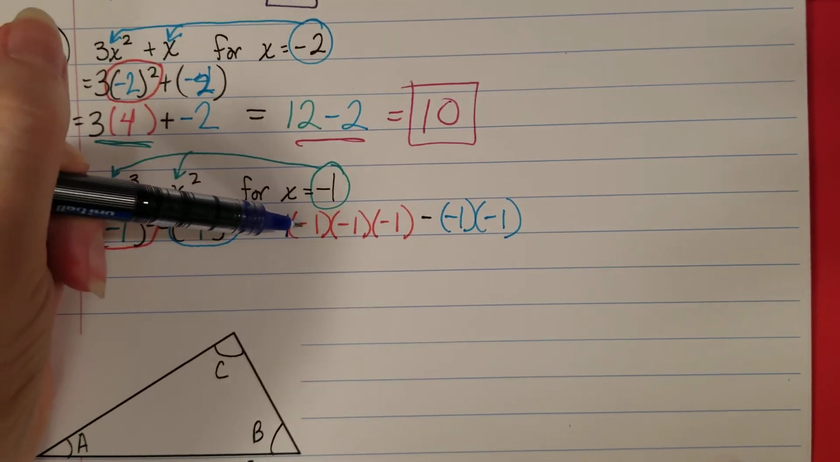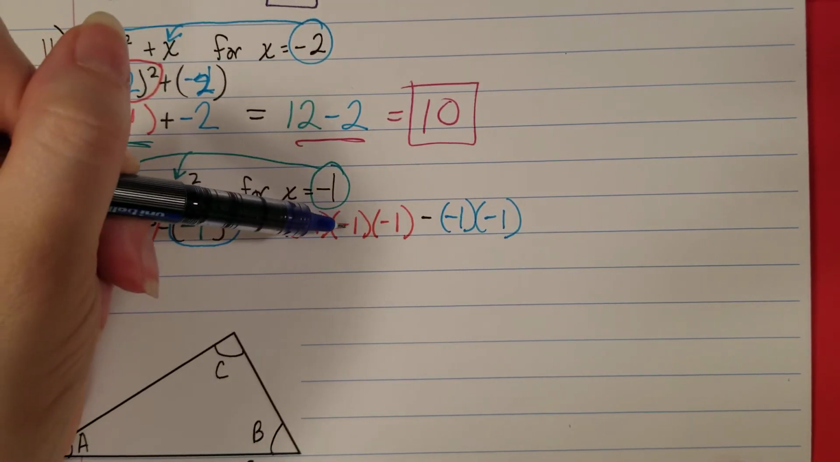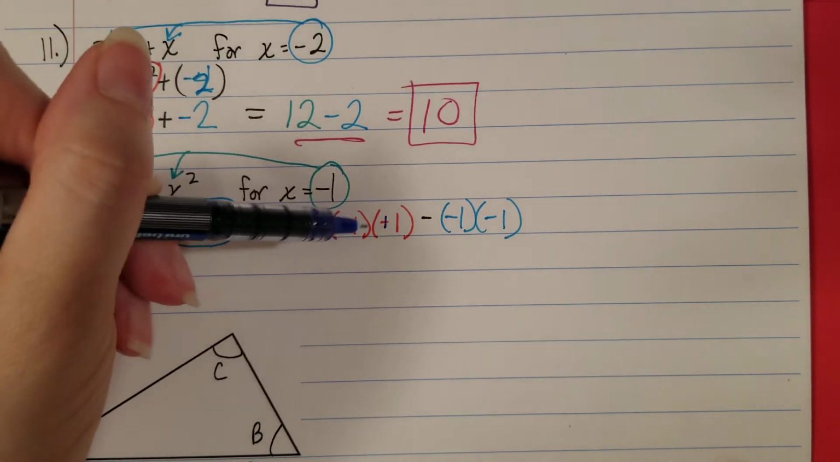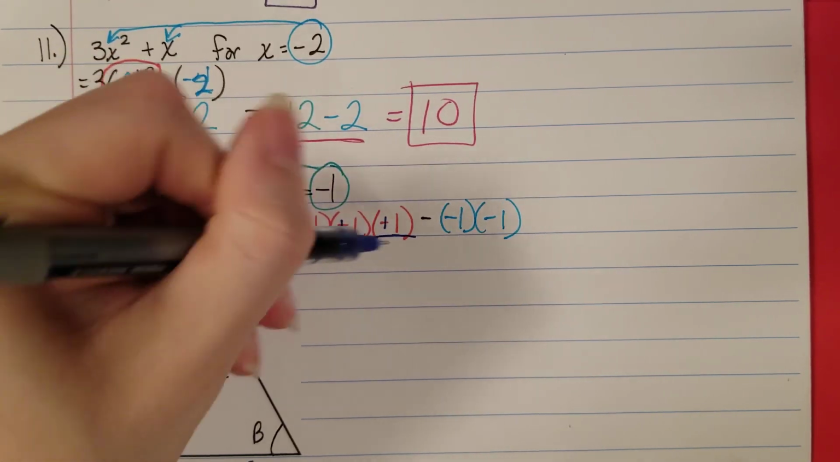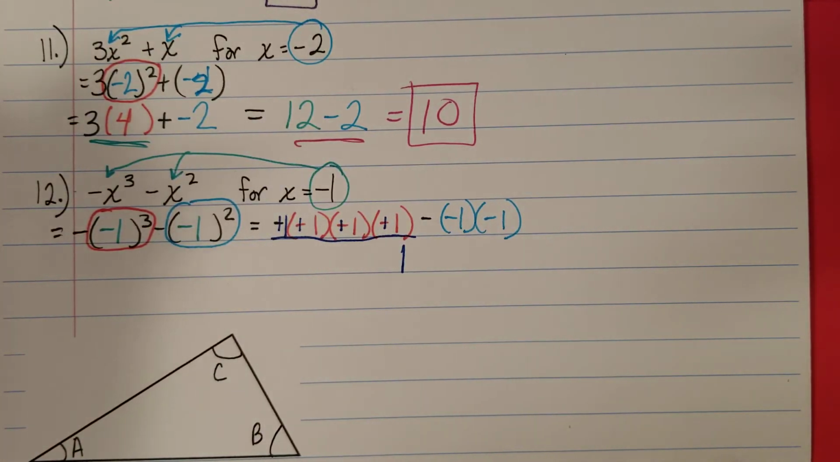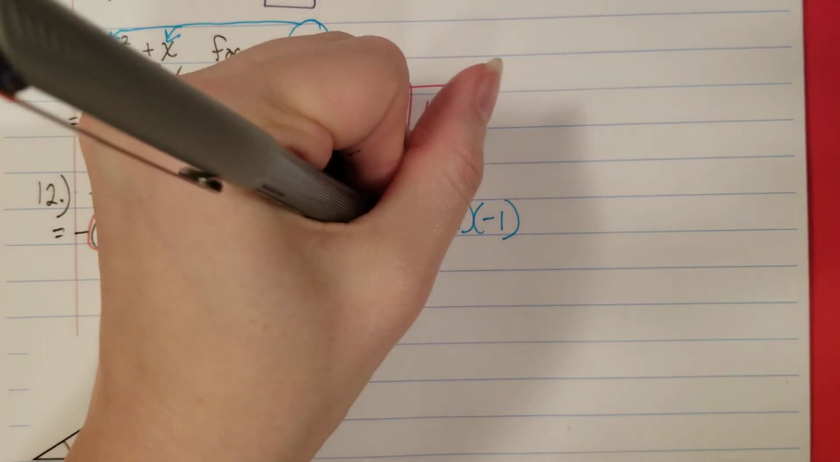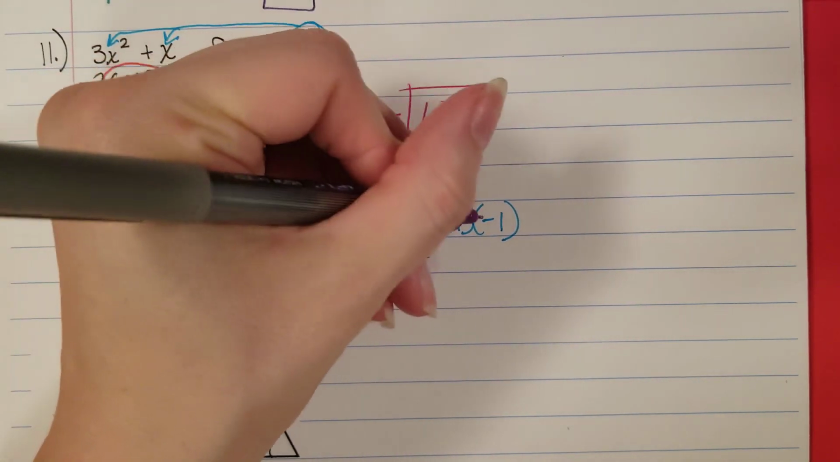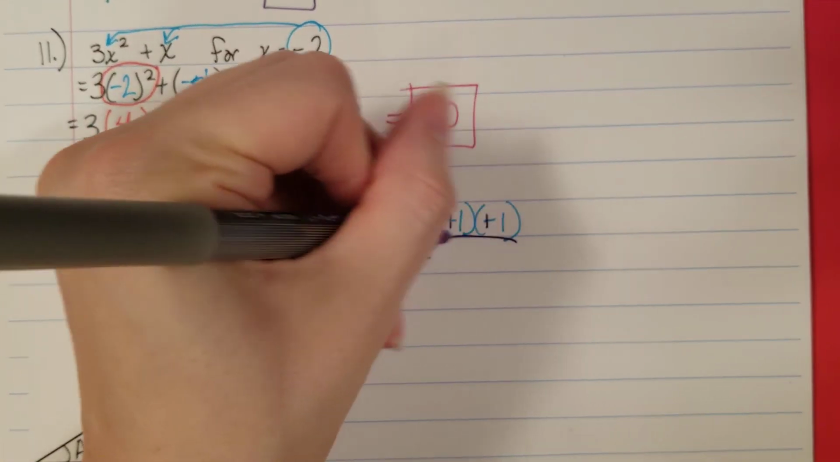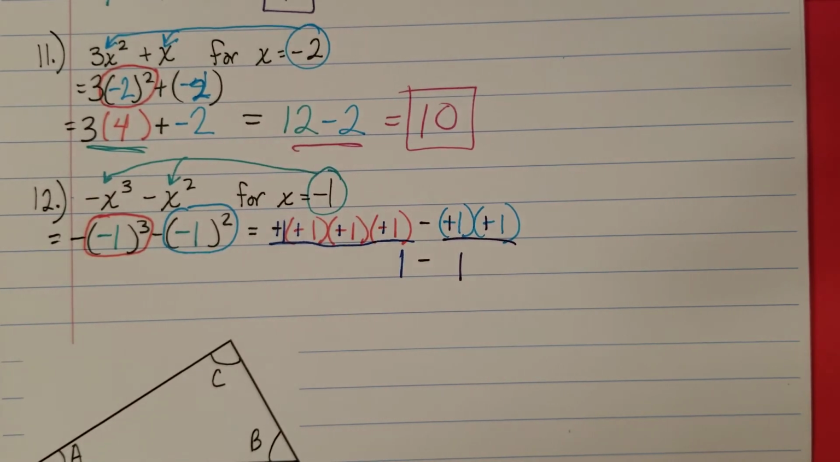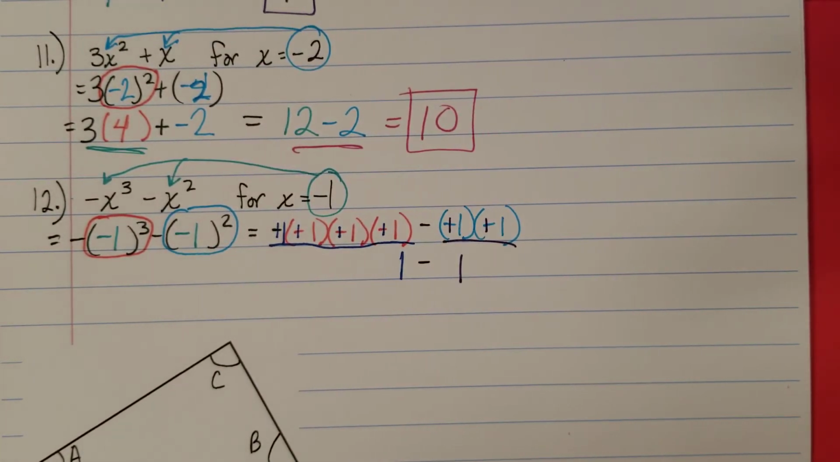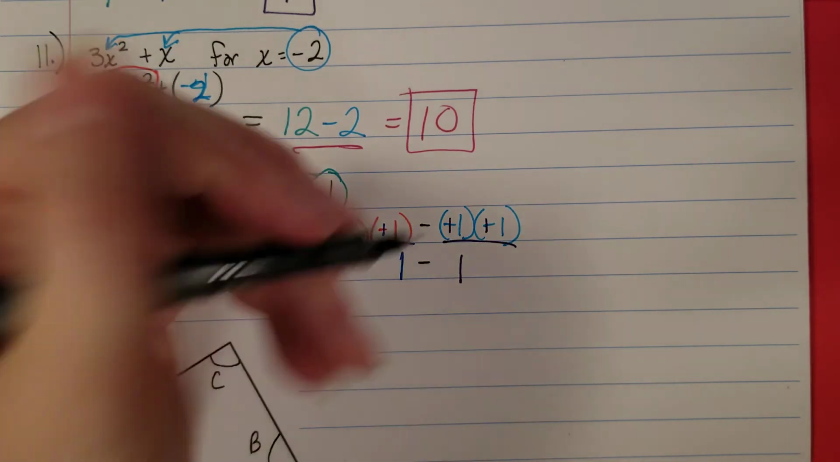So negative times a negative, that cancels. Negative times a negative, that cancels. So 1 times 1 times 1 times 1 is 1. So all this is a +1. Then we could just bring that minus down, and then a negative times a negative here, those cancel out. And so that's a 1. So basically what we have is 1 minus 1. And so we would know that that is equal to 0.